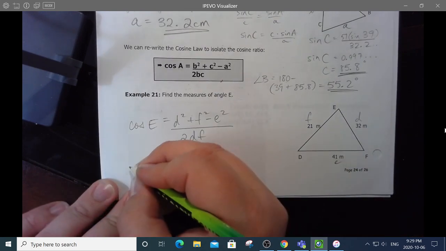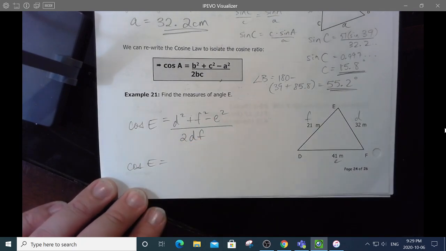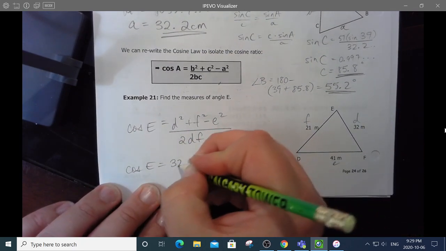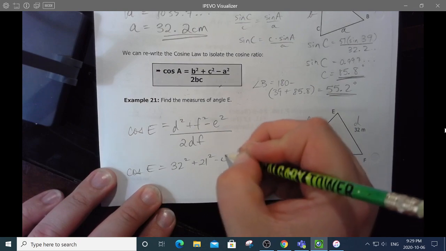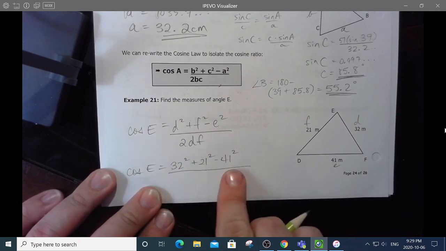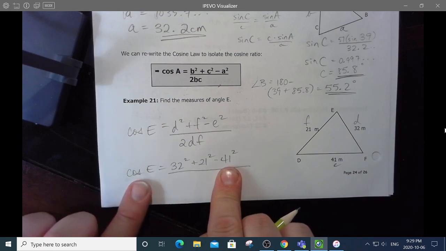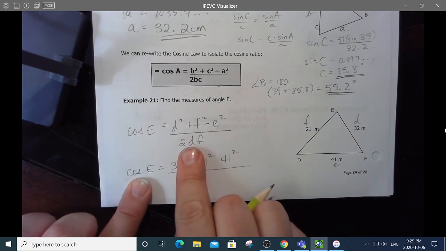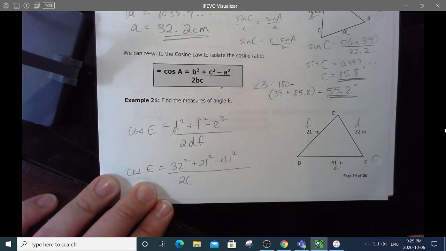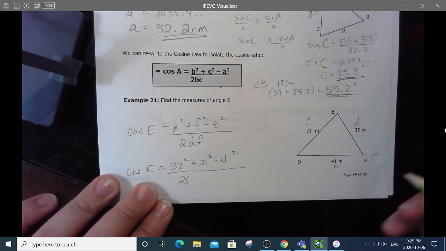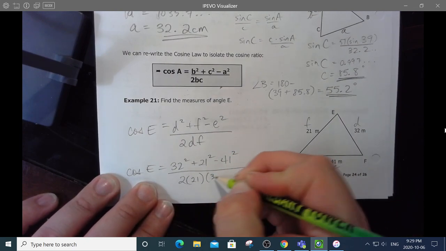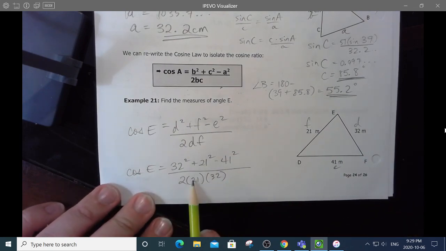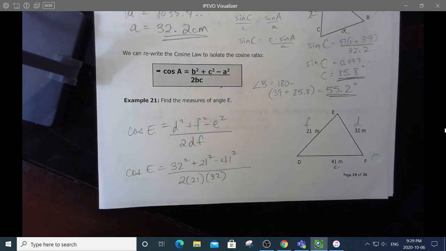And I'm ready to plug in numbers. Sorry, they're already letters. Let's plug in numbers. D is 32, 32 squared. F is 21. E is 41. Notice that you would mess this formula up if you mixed up which one's which, because you have to subtract the one that's across from the angle you're looking for. And then on the bottom, it has to be the two that are not across from the one you're looking for, the two that are adjacent to the angle you're looking for. So that would be 21 times 32. I just realized I actually didn't mix this up, right? D is the 32 and F is the 21, but you can multiply 3 things in order. That's not a mistake, really. That's going to work out.